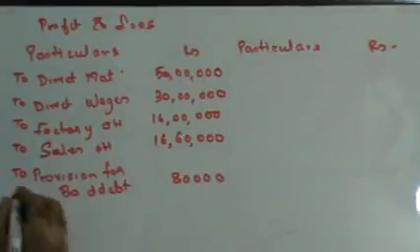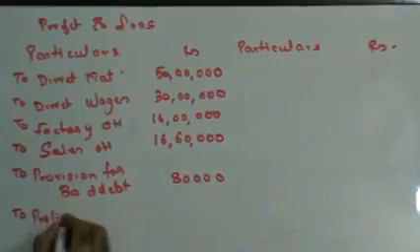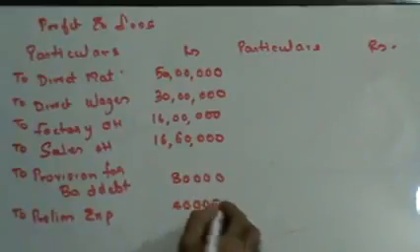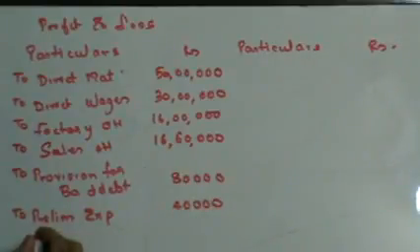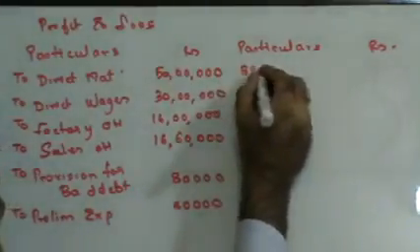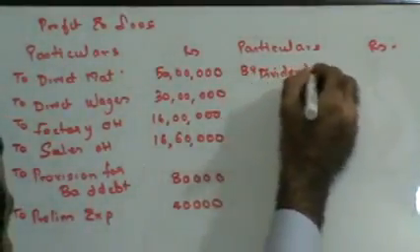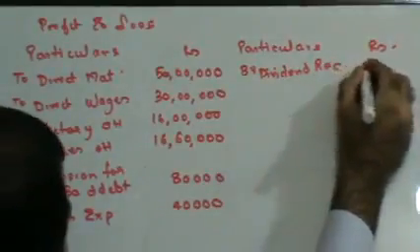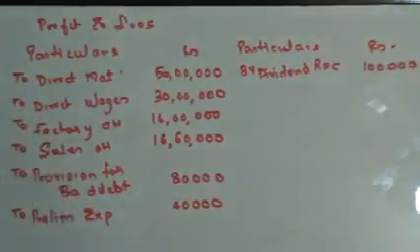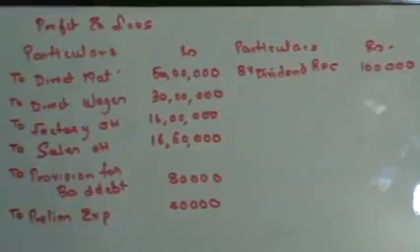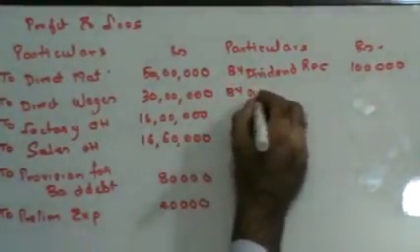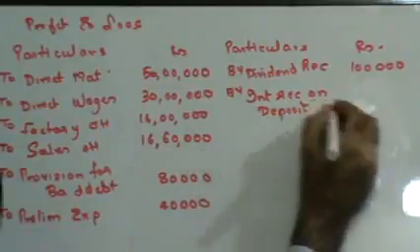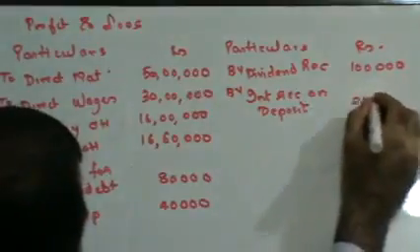Then you have preliminary expenses. Preliminary expenses is 40,000. Then you have dividend received. By dividend received. Dividend received is 1 lakh. Then you have interest received on deposit. By interest received on deposit. Interest received on deposit is 20,000.